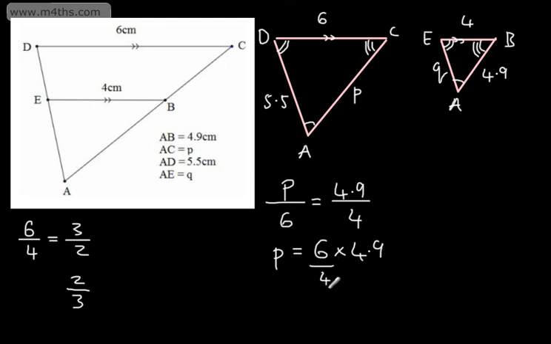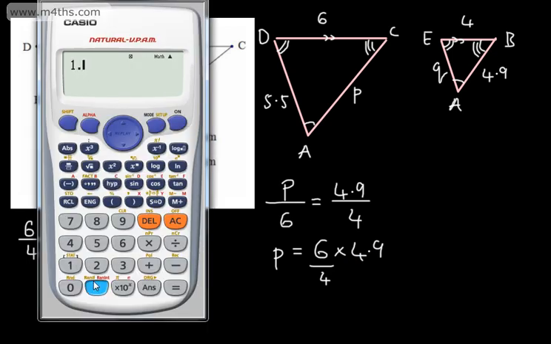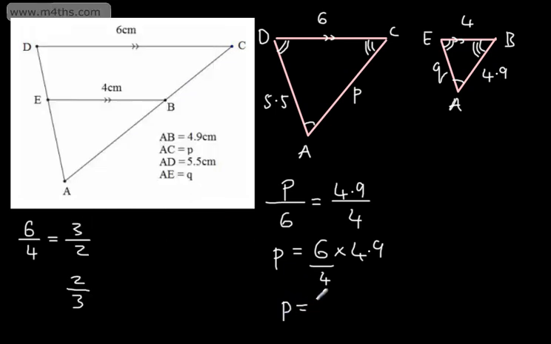I'm just going to put the over 4 here. And if you look at that, 6 over 4 is 1.5. 6 divided by 4 is 1.5. You're just doing 1.5 times 4.9, which we already knew. What's that going to give me? 7.35? Let's just check, so 1.5 times by 4.9, 7.35. So P is equal to 7.35 centimetres. So that gives us that one.